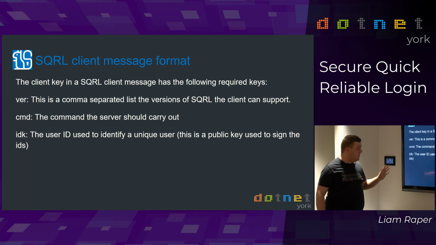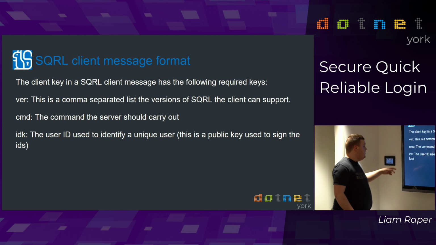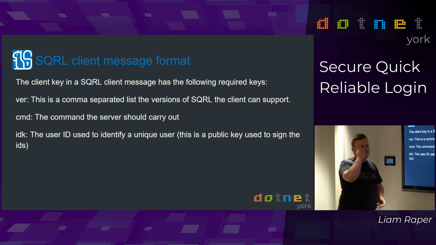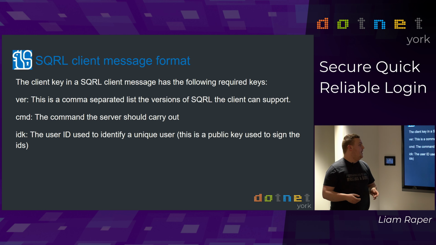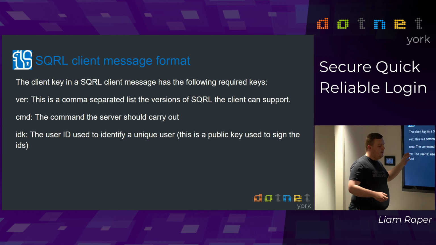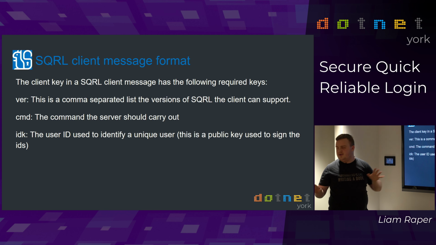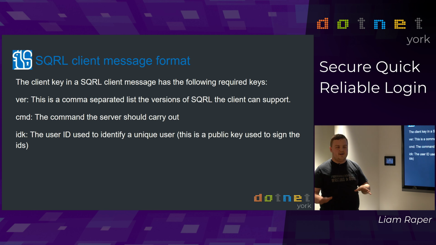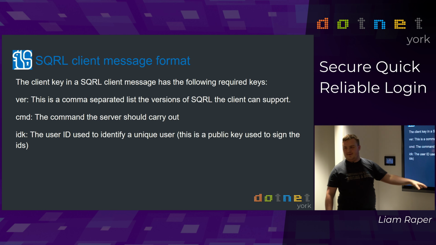IDK, this is the key one. This is the user identifiable key, so this is the user ID. This is effectively what you would think of as the password for a user. Anyone can know this key, because everything's public. So even if this got leaked, it wouldn't matter. Even if your database with all your user IDKs stored in it got leaked onto the web, and hackers got it, you wouldn't mind, it doesn't really matter.